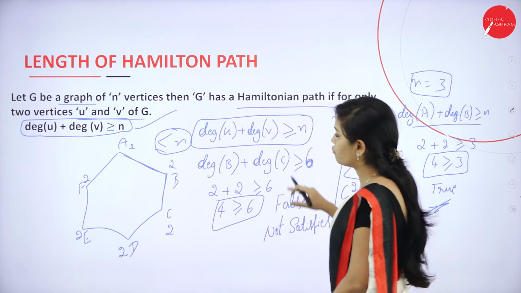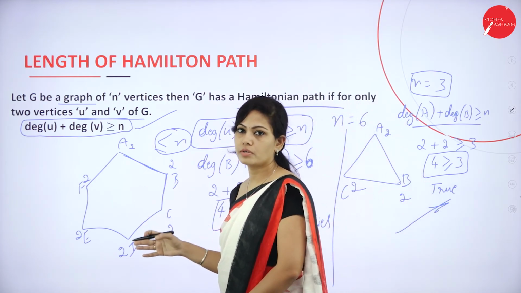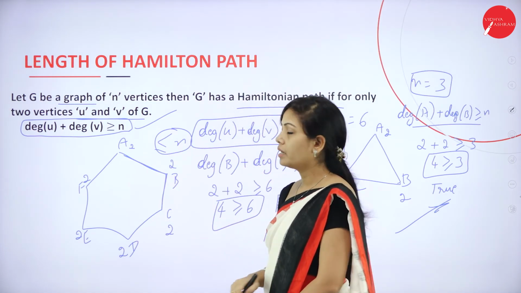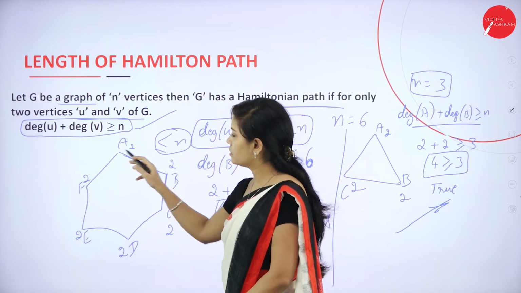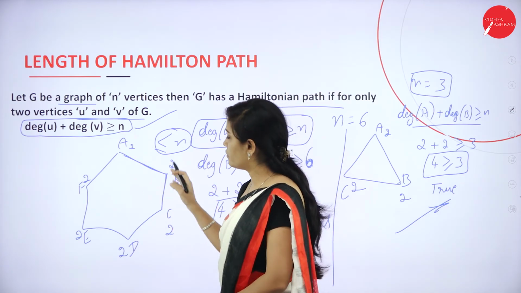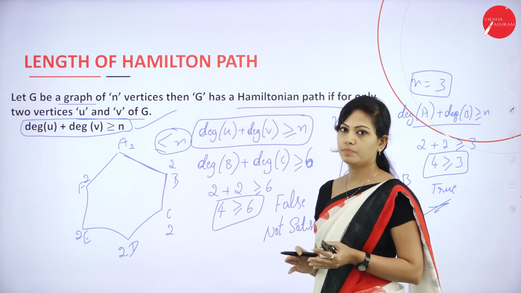So first you have to find whether it is a closed walk or not. And you can find the degree of each vertex. And in Hamiltonian path, it has to visit each and every node exactly once. Each and every vertex exactly once. Then we can consider it is a Hamiltonian path.